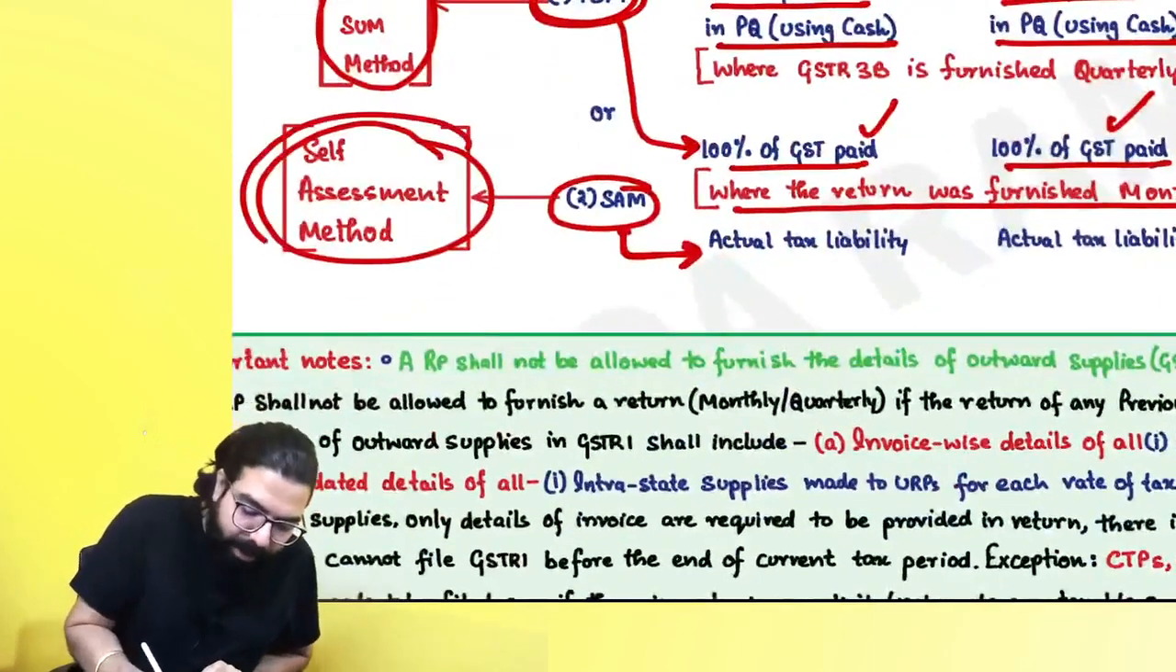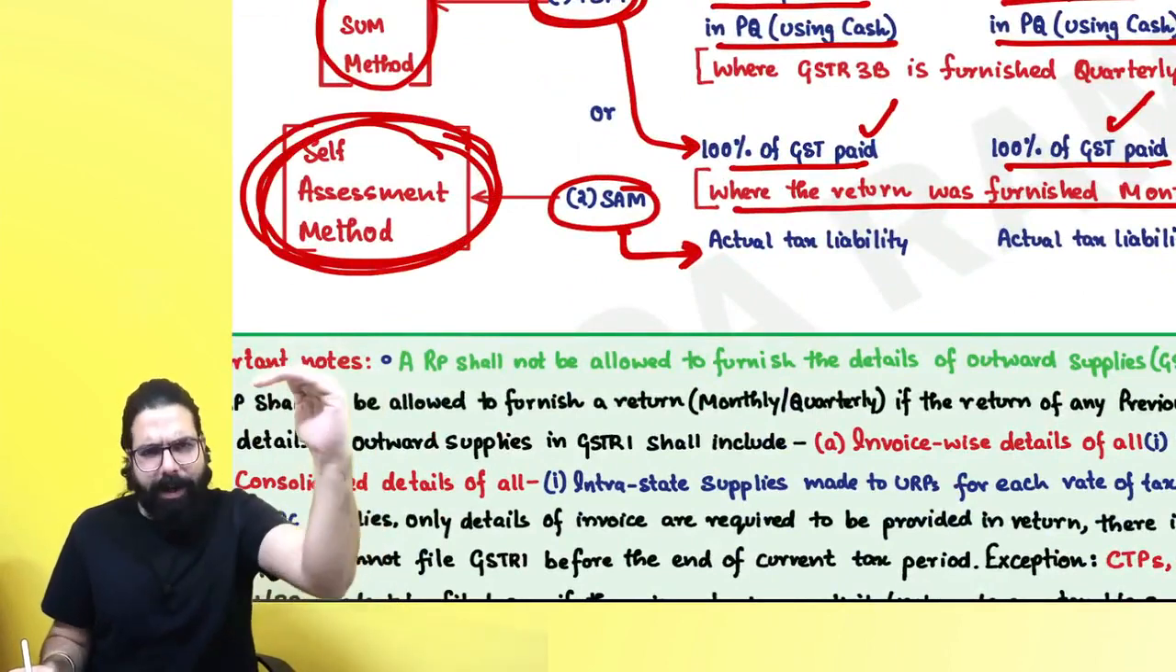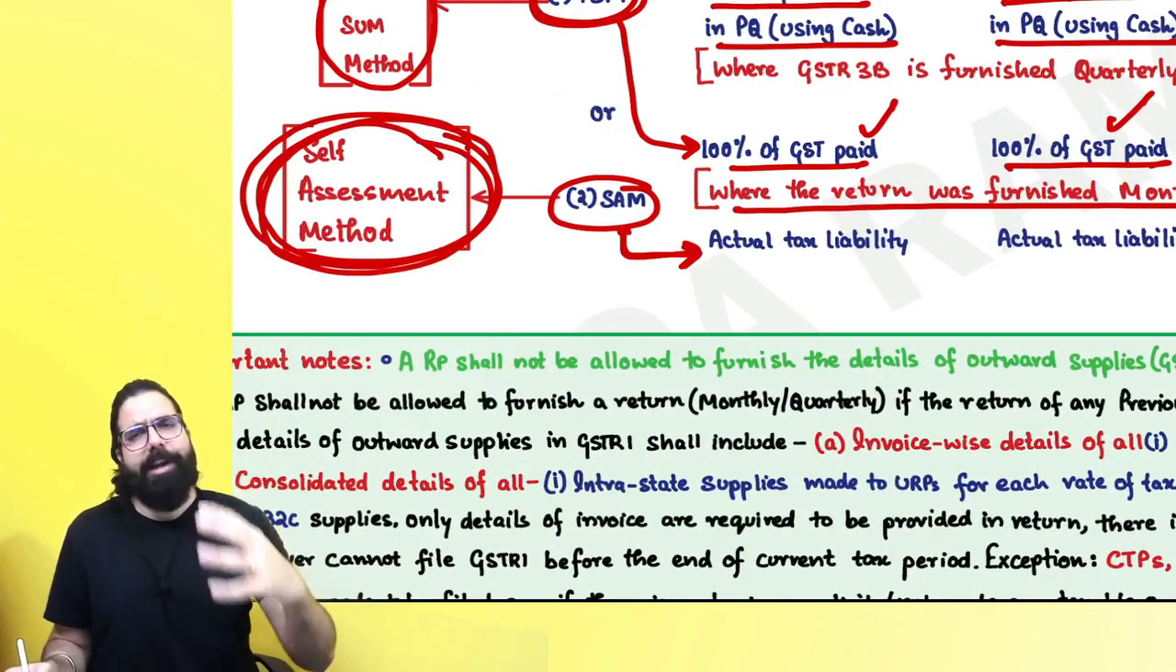Now the next one over here is the self-assessment method. What is the self-assessment method, everyone? Self-assessment method means output tax liability minus input tax credit. I will pay the balance, sir. I will calculate and pay.